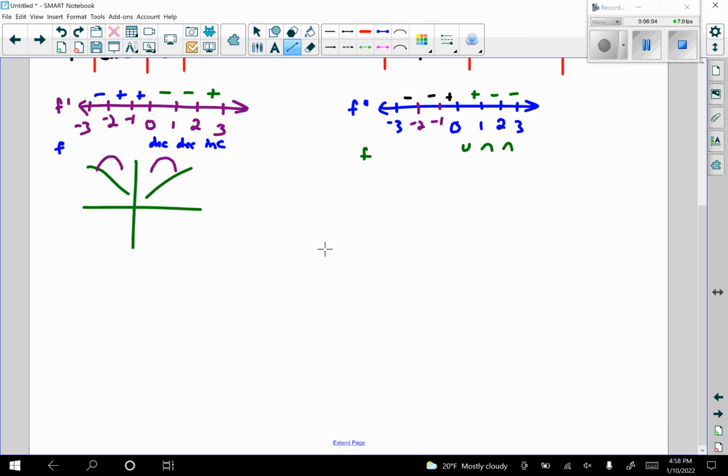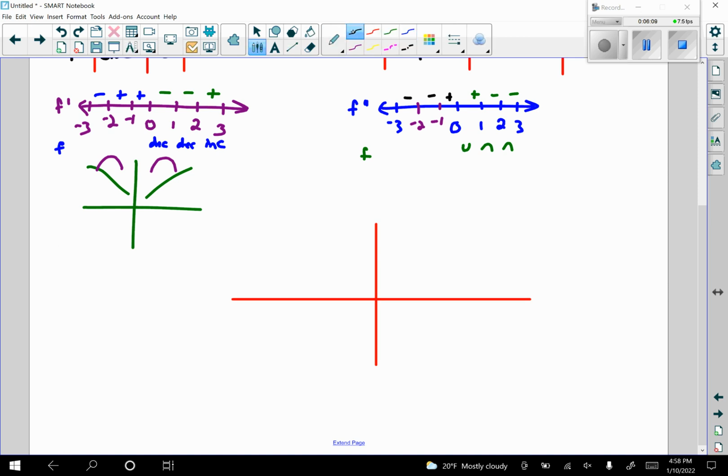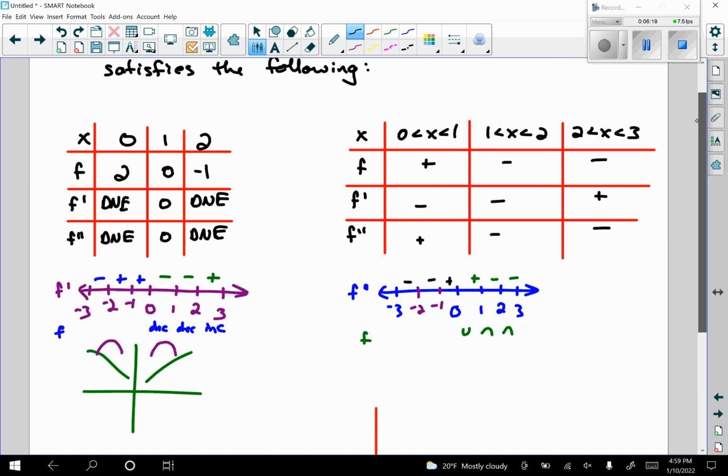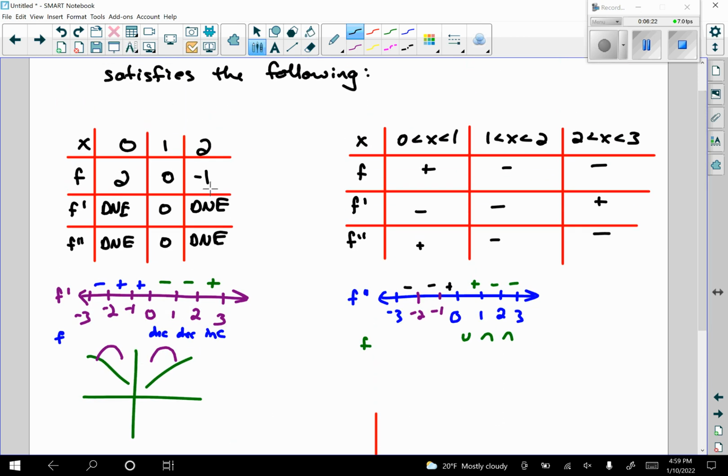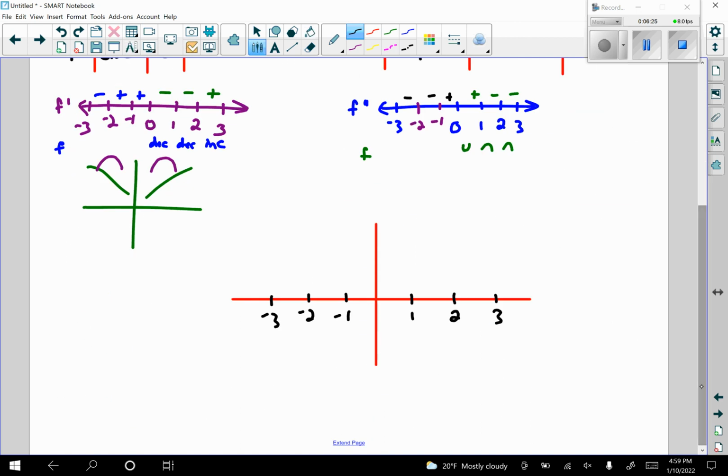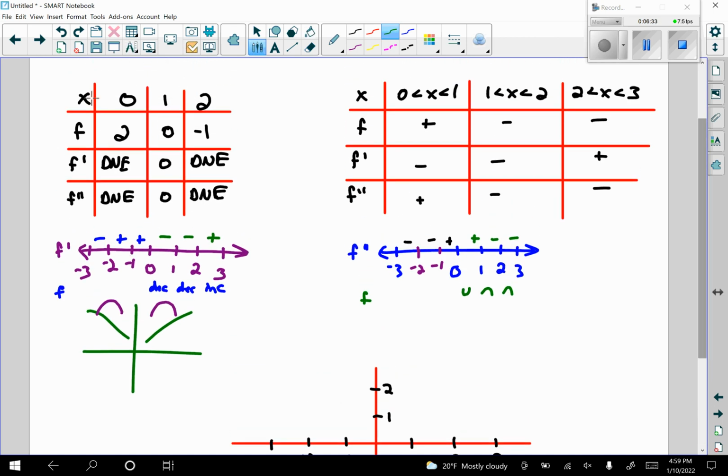All right, so as we go to draw our graph, let's do 1, 2, and 3 over here, and -1, -2, -3 over here. And if we go back to our first chart, the highest number we get to is 2. We go down to -1. All right, so let's go ahead and plot these points here: 0, 2, 1, 0, and then 2, -1.